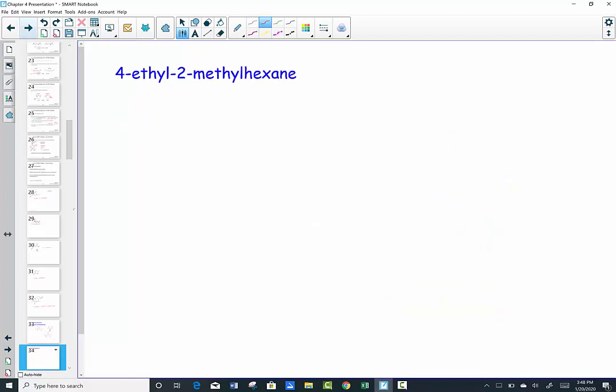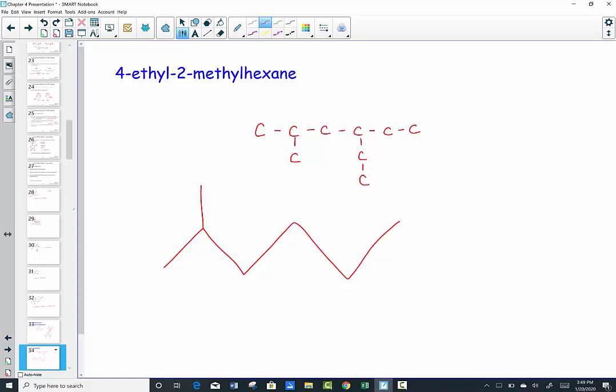Cool. Here we have a 6-carbon chain. 4-ethyl, 2-methyl hexane. So at carbon 2, we'll have another carbon coming off. At carbon 4, we will have a 2-carbon chain coming off. So that's the connectivity to turn that into a line structure. 1, 2, 3, 4, 5, 6. There's a 6-carbon chain in that zigzag fashion. Carbon 2 is a methyl, carbon 4 an ethyl. That's it. You're doing great.